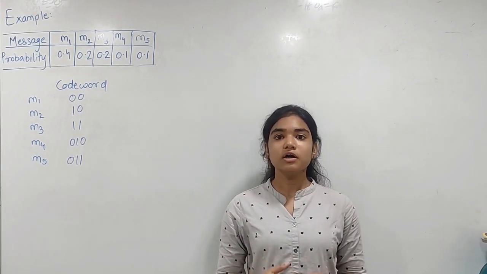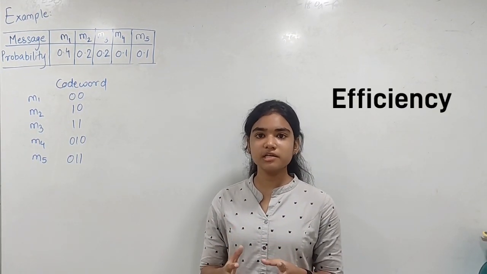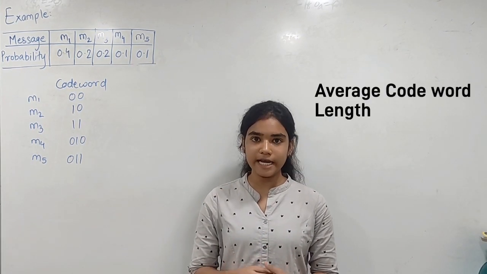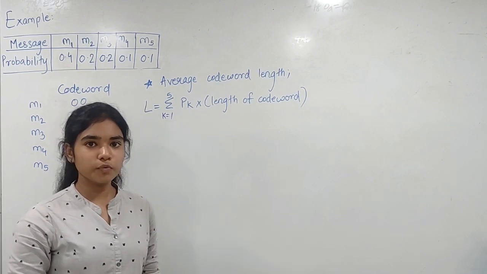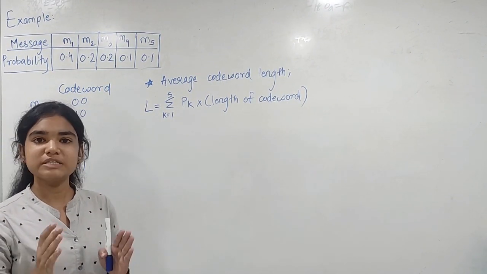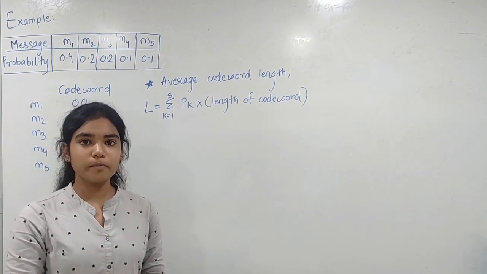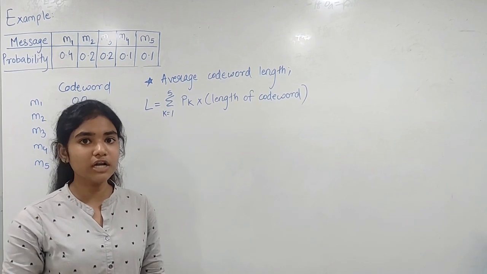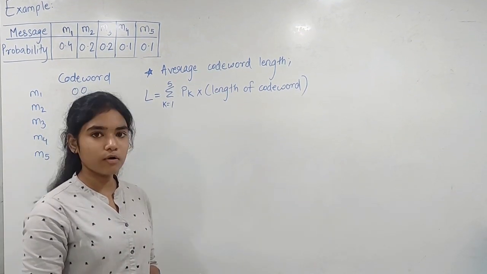Now let us find out the efficiency of minimum variance Huffman coding, but for that we will require the average code word length and the entropy. To find the average code word length, this is the given formula. In this formula, we simply have to multiply the probabilities and the lengths of the code words of the symbols that we have got, and then we have to add them. Let us see how to do it.